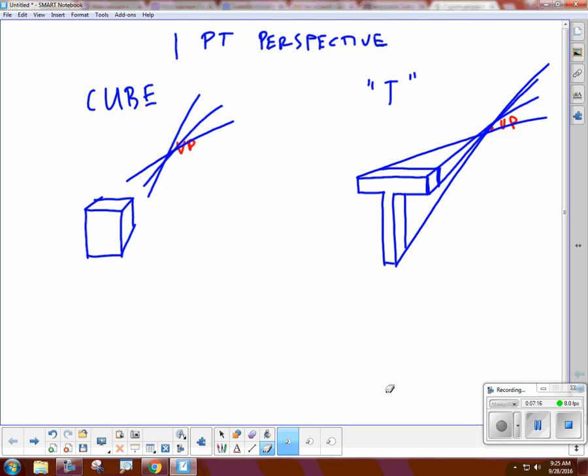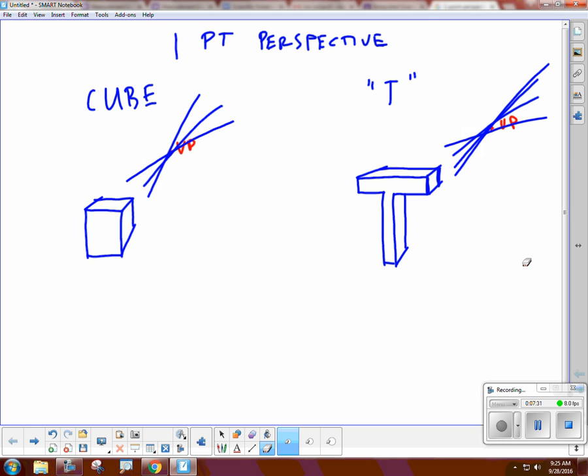So I'm going to take my eraser and I'm just going to erase some of the lines. I don't need to erase all of them. So I'm just going to clean it up. And there we go. So there's our T.